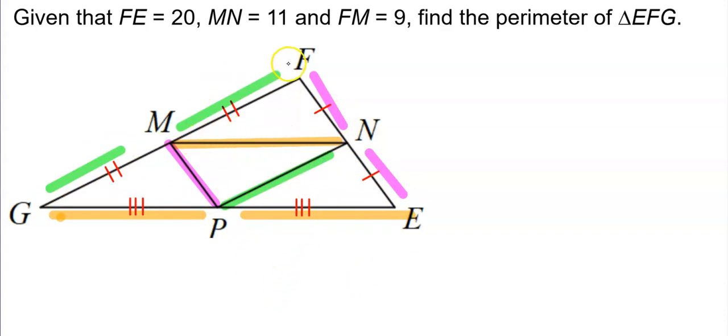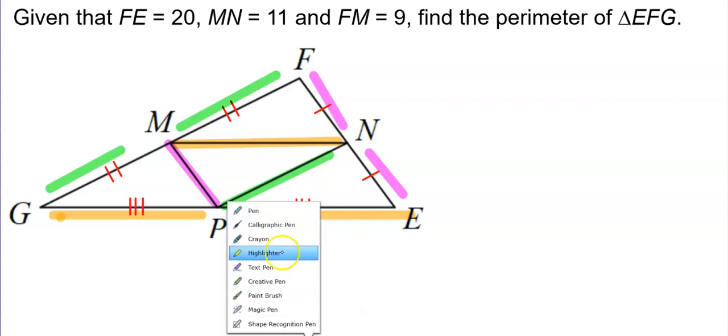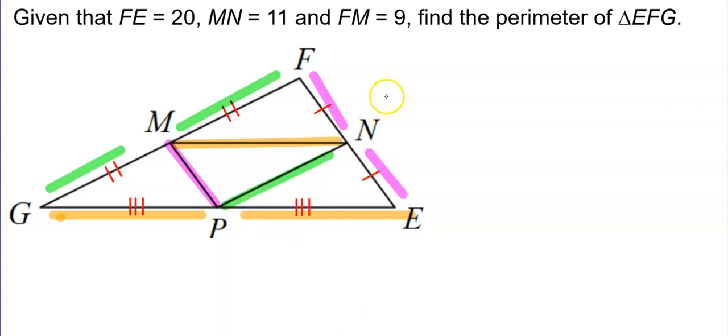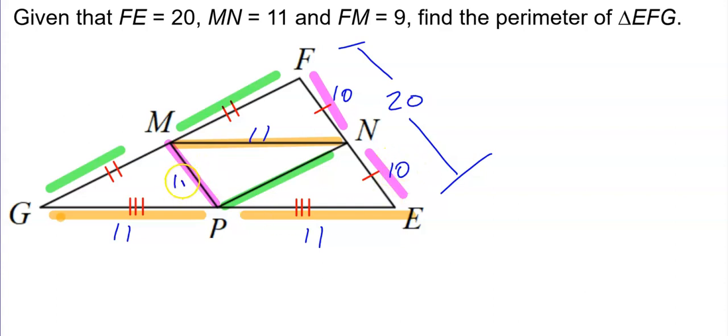So if we start with FE, FE is 2 purples. So this whole thing is 20. MN is an orange, is 11. That means these guys are 11. If this whole thing is 20, each of these ones is 10. Oh, look at that. FM, green, is 9. 9, 9. So that makes the whole thing 18.